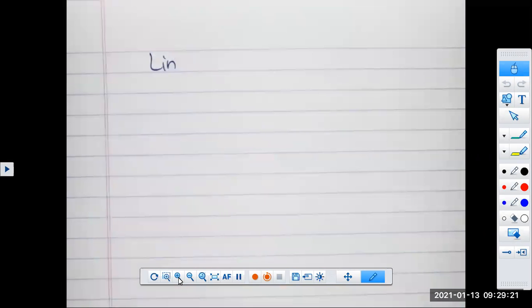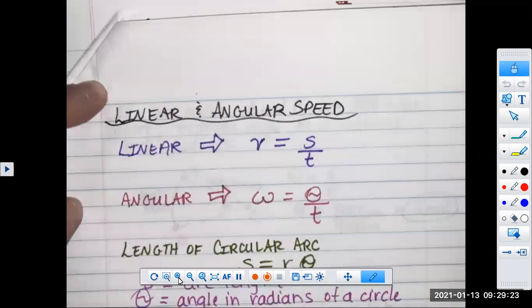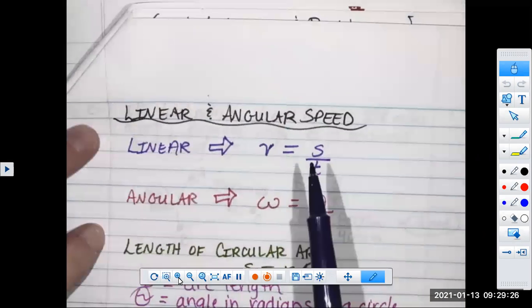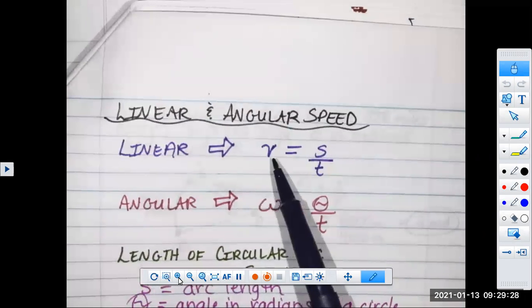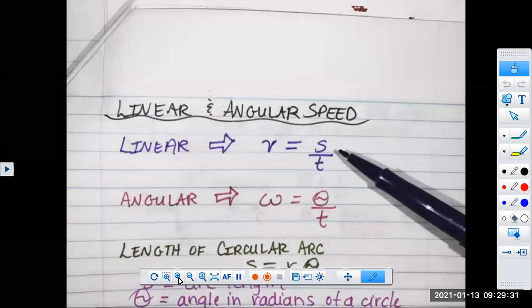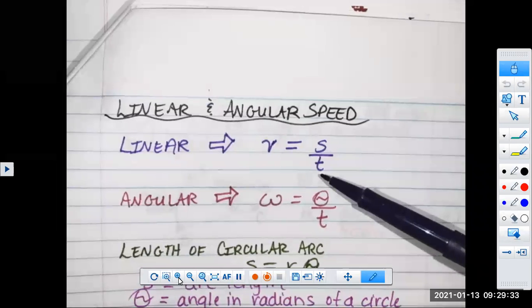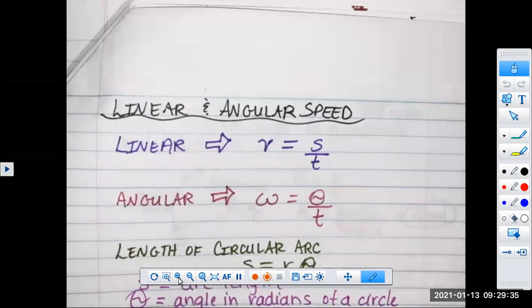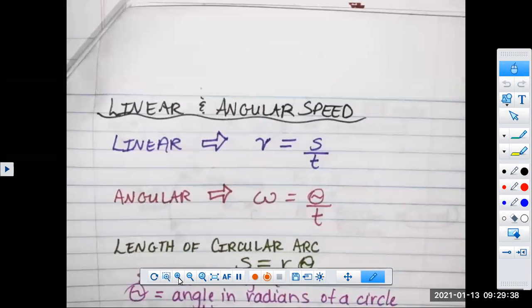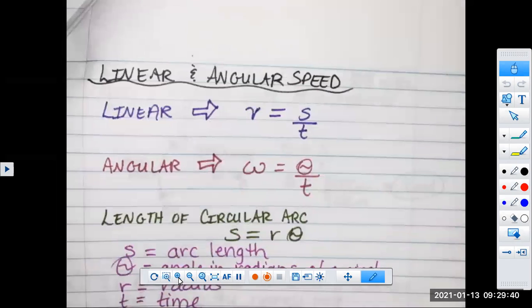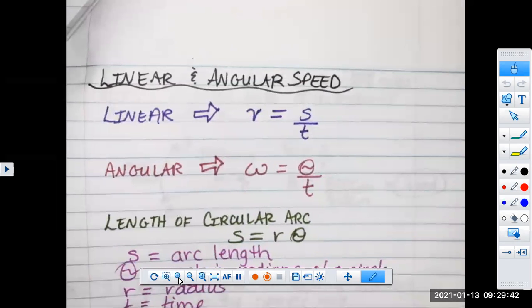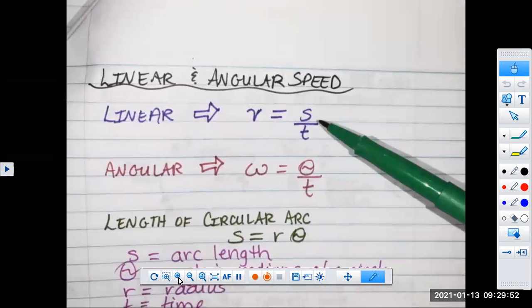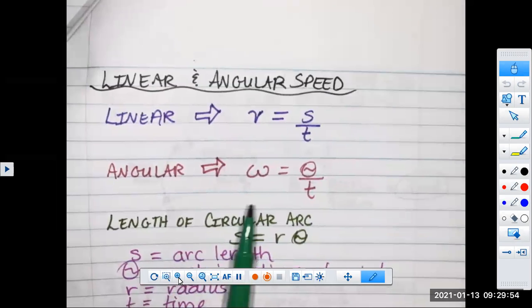how do you get linear speed? Linear speed is represented by this Greek letter that kind of looks like a V, and it's equal to S divided by T. What did the letter S represent earlier? It represented the length of your arc. So how you get linear speed is you divide arc length by time. They're going to combine these two formulas in a minute.